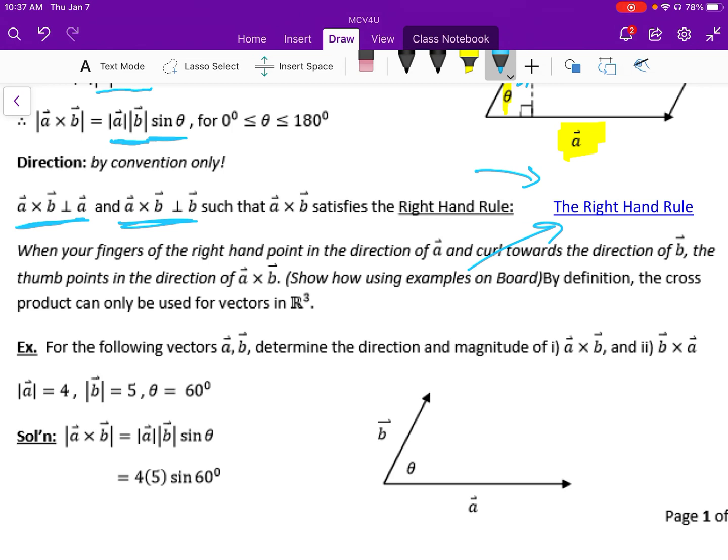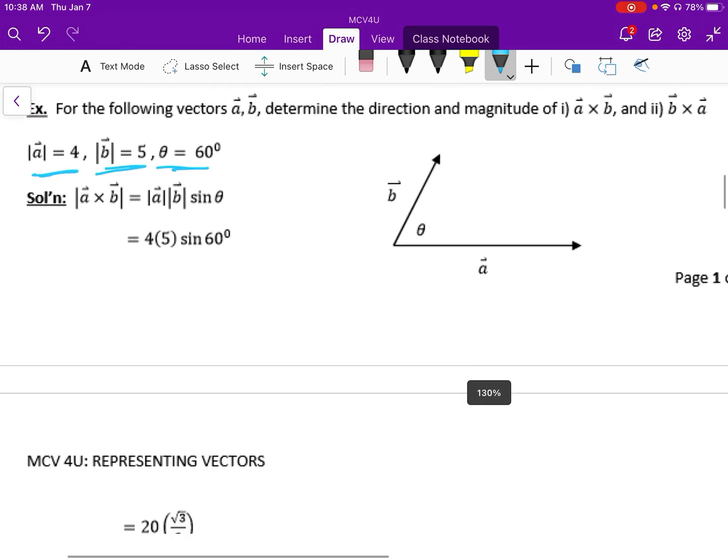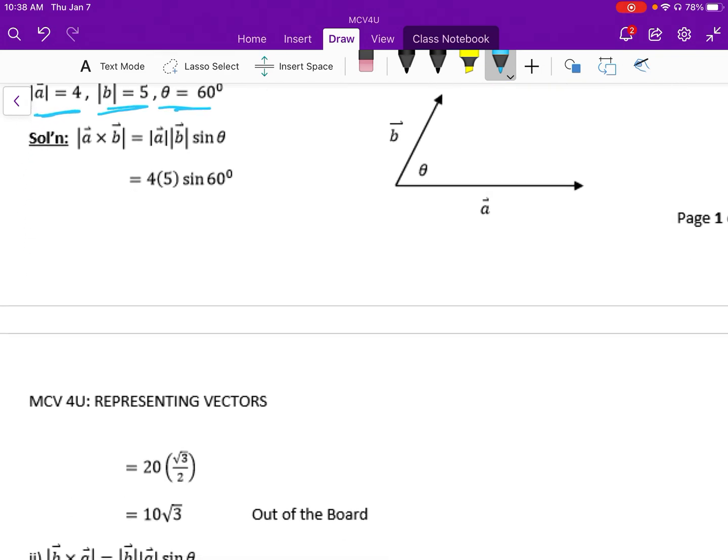So what we have, we're given the magnitude of vector A is 4, the magnitude of vector B is 5. We're going to state that theta is 60 degrees. Okay, well, we can do the magnitudes first. It's quite easy to do the magnitude of A cross B: 4 times 5 times the sine of 60. All right, and so you'll end up with your 10 root 3.